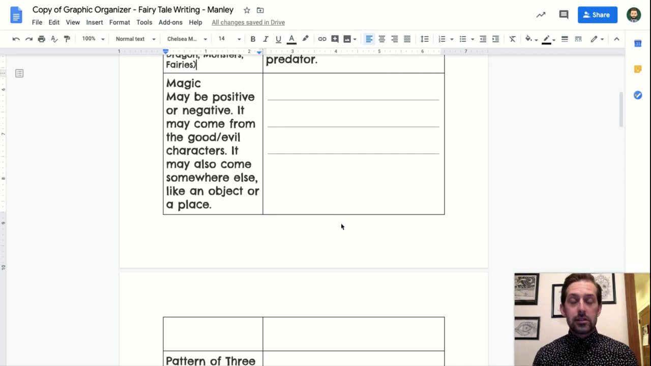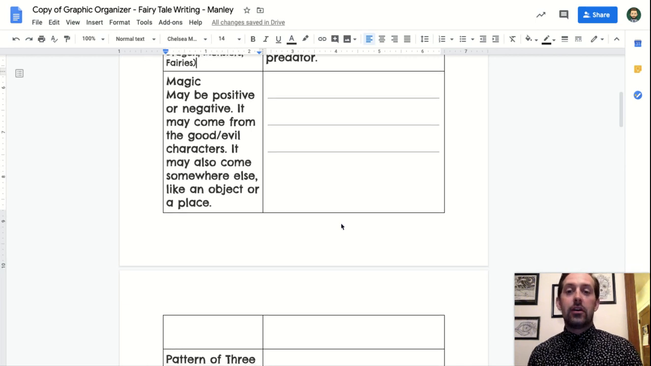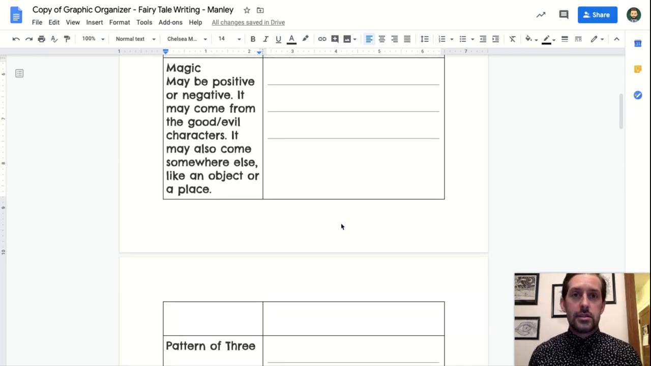All of the characters in the story might be magical, like in the Three Little Pigs where the animals are talking and behaving like humans. It could also come from somewhere else. Does it come from a special object? Or is there a place like an enchanted woods where that magic is coming from? So really let your imagination fly, but come up with that element of magic for your story.